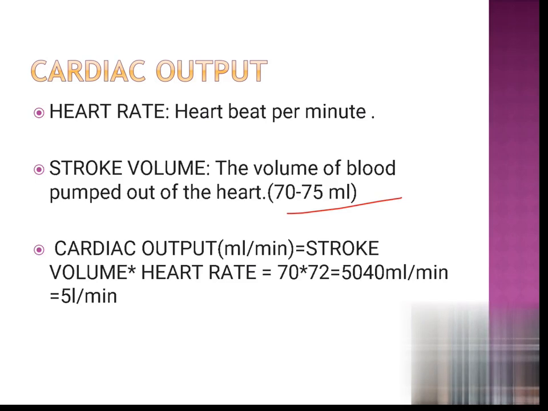Now, what is the overall cardiac output? Cardiac output is the stroke volume multiplied by the heart rate. So this is the stroke volume, multiplied by the heartbeat or heart rate, that is 72 per minute, which overall gives 5040 ml per minute, that is 5 liters per minute. The cardiac output is 5 liters per minute.